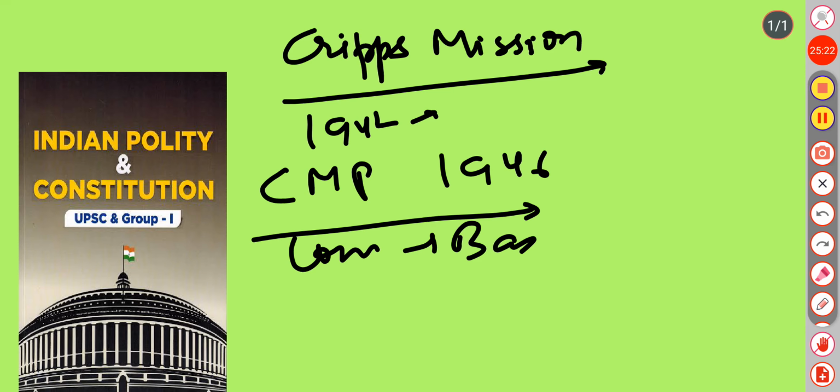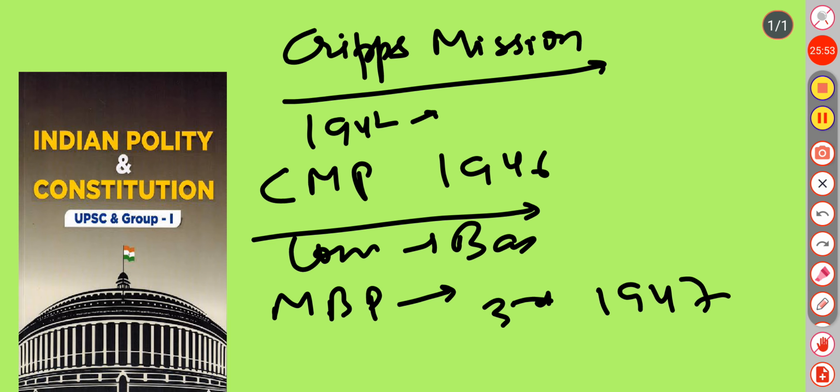Now next, move to the Mountbatten Plan. Under this Mountbatten Plan, the plan for transfer of power to the Indians and partition of the country was laid down. It was given a formal shape by a statement made by the British government on 3rd June 1947. Right, 3rd June 1947.